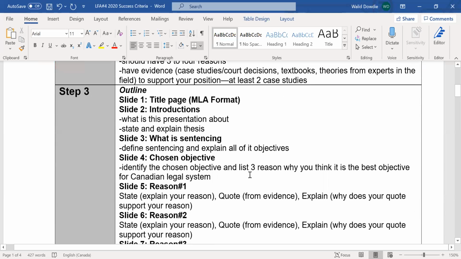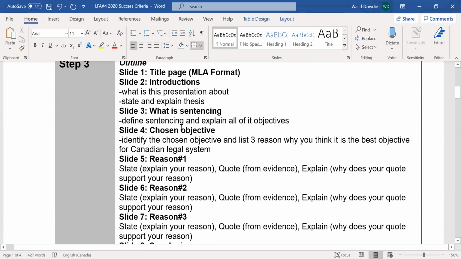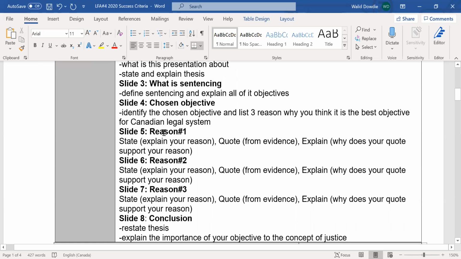For the outline, the first slide is your MLA format. The second slide is the introduction. What's this presentation about? State and explain your thesis. Slide 3 is sentencing. Define sentencing, explain all of its objectives. Slide 4, chosen objective. Identify your chosen objective and list the 3 reasons why you think it's the best objective for the Canadian legal system. Then slides 5, 6, and 7 are state, quote, explain.